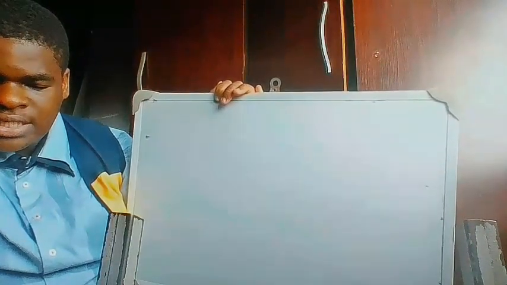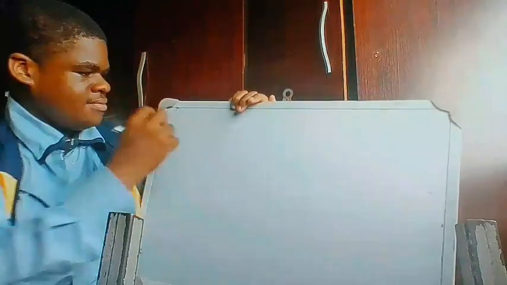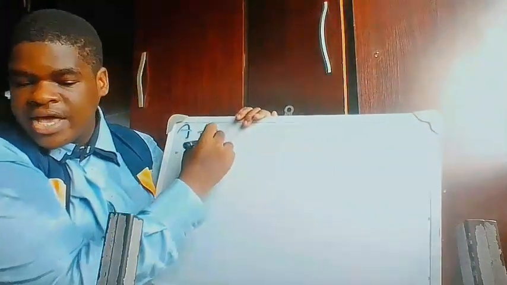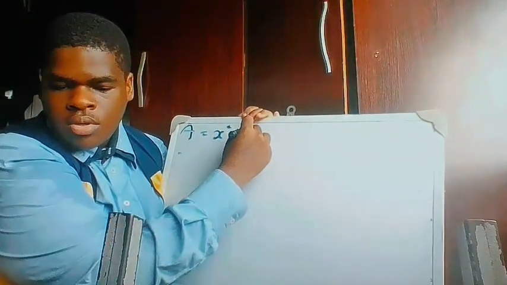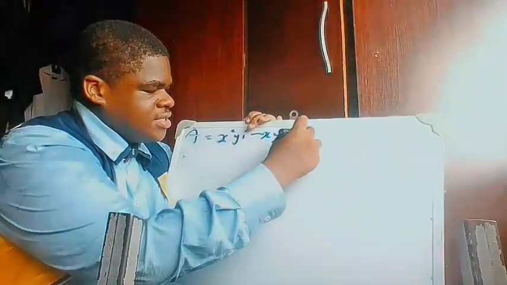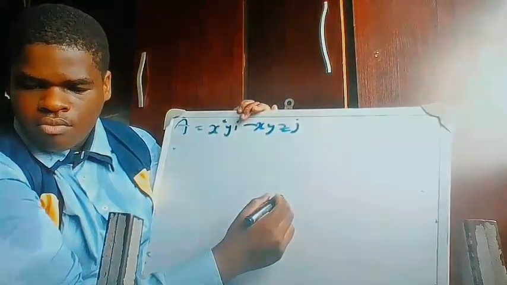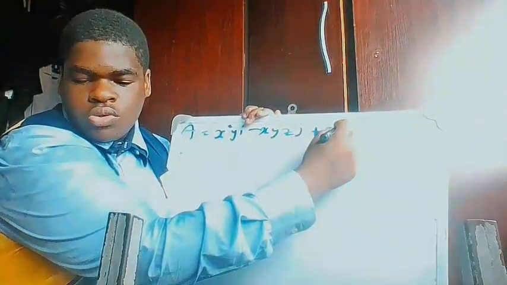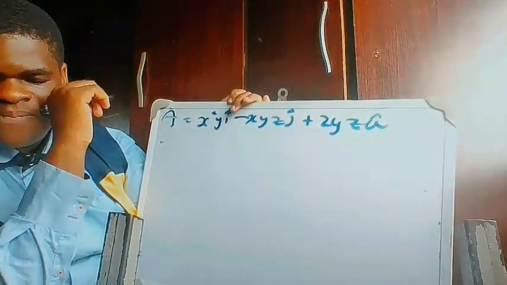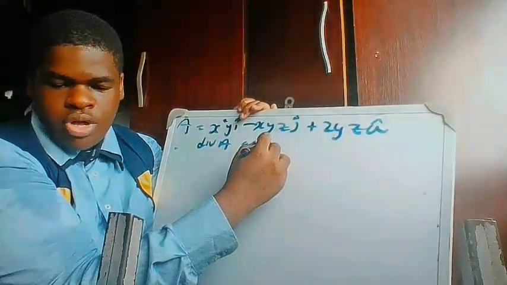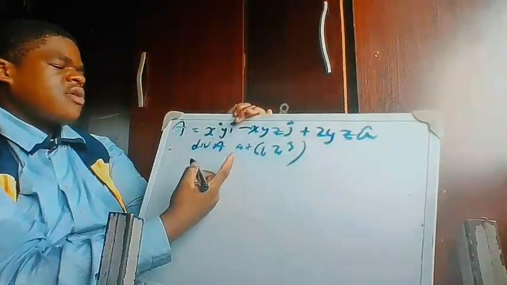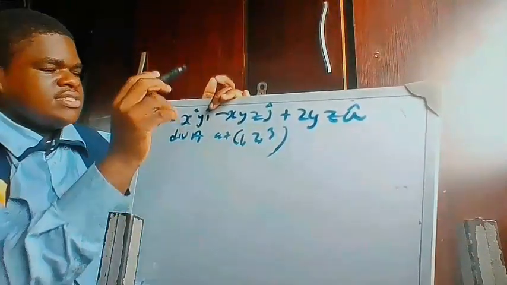So question 9 now says, if A is equal to x squared y i minus xyz j plus 2yz k, where i, j, and k are our unit vectors in the x, y, z coordinates, we should find the divergence of A at point 1, 2, 3. That's basically when x equals 1, y equals 2, and z equals 3.